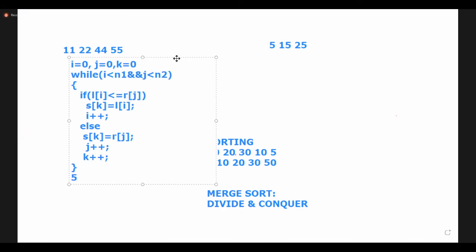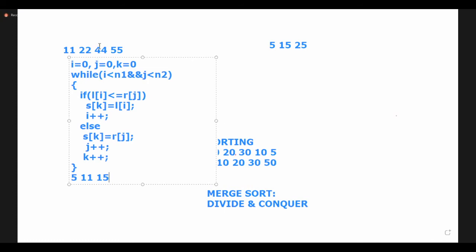So 11 is less, and S of K gets the 11, with K value increased by 1. Again I value increased by 1. Now L of I is 22. Compared with 15, R of J is less than L of I, so 15 is moved to the target array. The J value increased by 1, so R of J now points to 25.